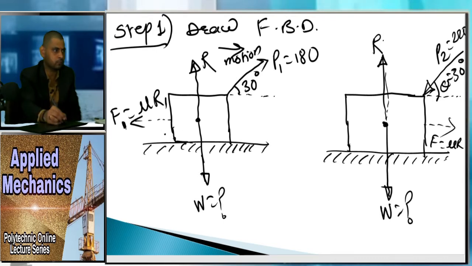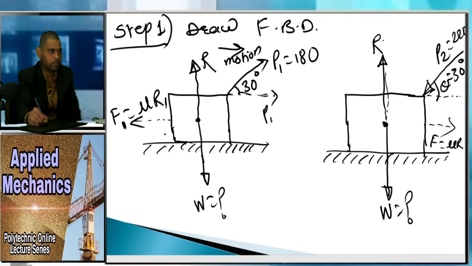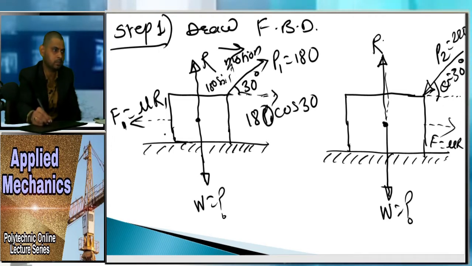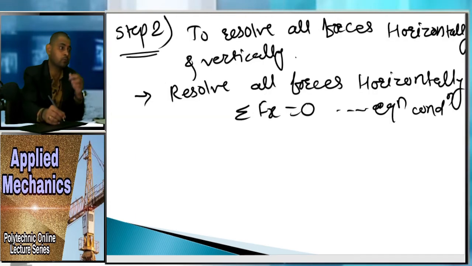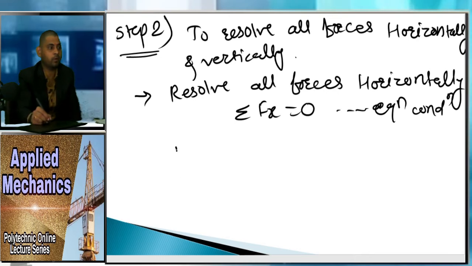This force will resolve in two directions: P1 cos 30, that is 180 cos 30, and in this direction 180 sin 30. So this is horizontal and this is vertical. Here we have to take two forces: one is 180 cos 30 minus F is equal to 0.